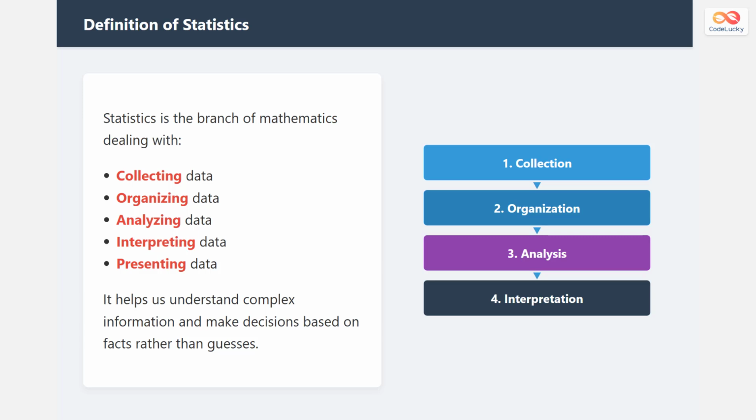So, what exactly is statistics? At its core, it is the branch of mathematics concerned with collecting, organizing, analyzing, interpreting, and presenting data. It is not just about crunching numbers. It is about making sense of complex information and using that information to make informed decisions based on evidence rather than intuition.